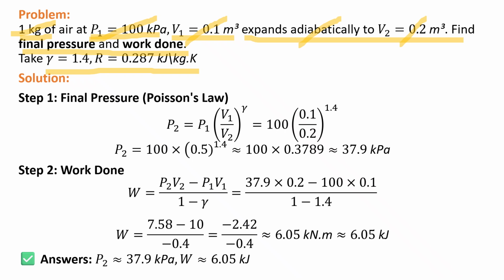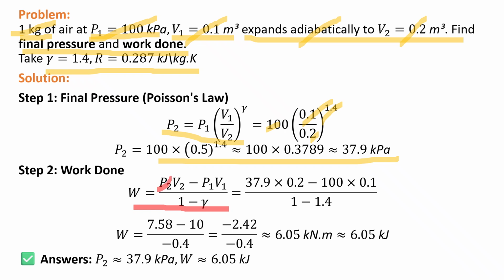So we know this relation, P1 V1 raised to gamma is P2 V2 raised to gamma. We have to use this relation. We know P1, V1, V2, and the gamma value 1.4. So when we put all the values, we get the P2 value, that is 37.9 kilopascal. Simple. And the formula for work done is P2 V2 minus P1 V1 divided by 1 minus gamma.